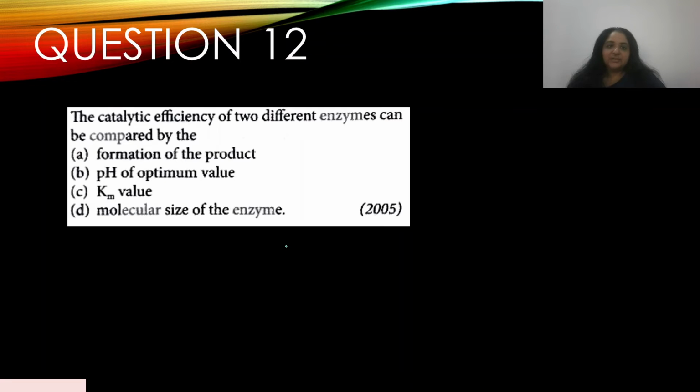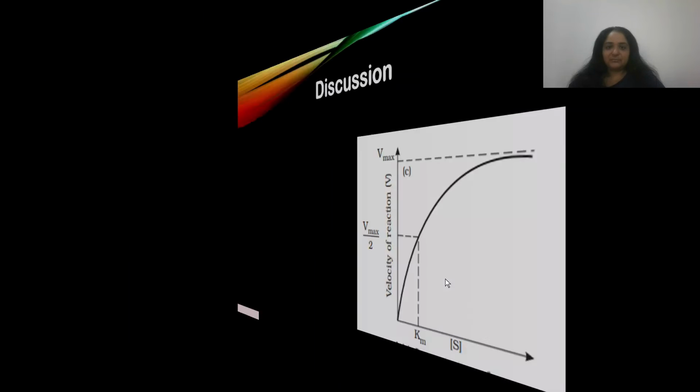Question number 12. The catalytic efficiency of two different enzymes can be compared by, this appeared in 2005, A, formation of the product, B, pH of optimum value, C, Km value, D, molecular size of the enzyme. So if you are given two different enzymes, then you have to compare the catalytic efficiency of those two enzymes. We already discussed this in the first question also. On what basis would you compare? Km value is the right way to compare two enzymes based on catalytic efficiency. Okay, answer is C. Let's go to the discussion.